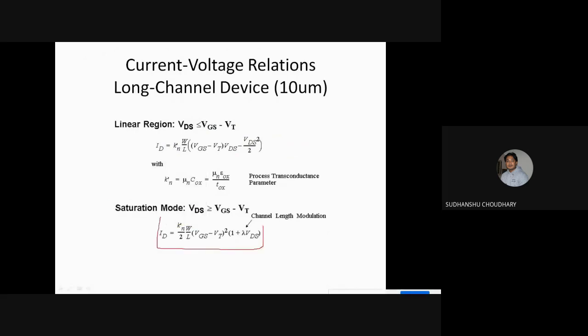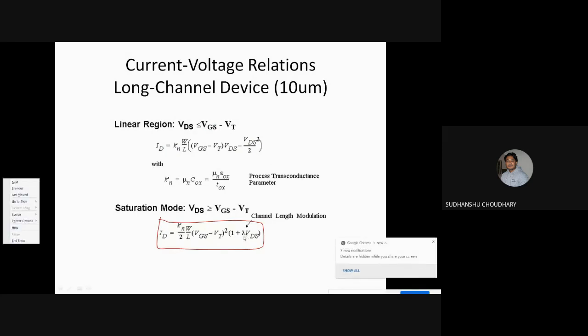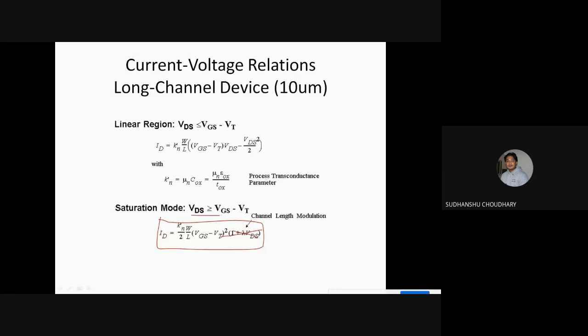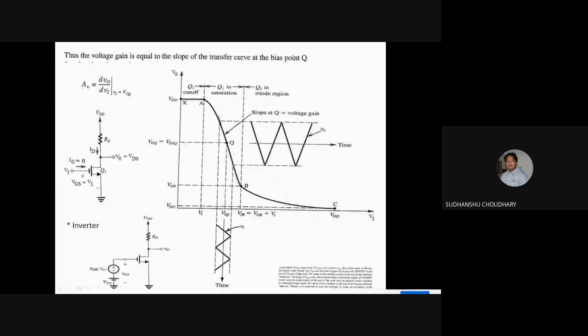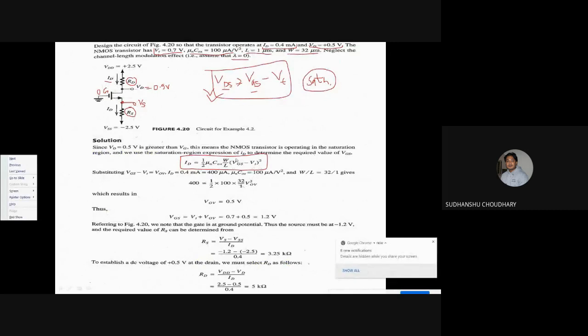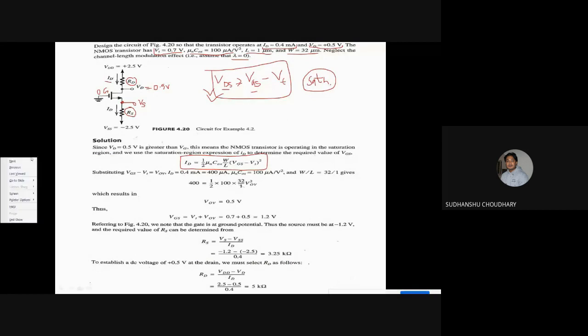Since lambda is 0, channel length modulation has to be considered 0. So this term is not there, so we have to neglect this term. We are left with only this for VDS greater than VGS minus VT, that is, the MOSFET is working in saturation. So one can find out the drain current using the relation of drain current in saturation.